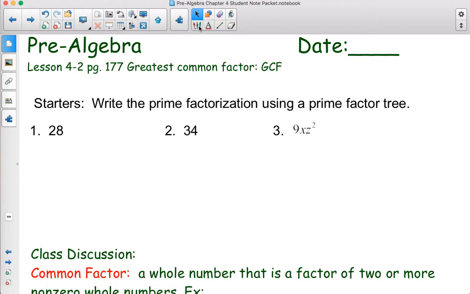Today's topic is on the greatest common factor, and it's called the GCF, so we don't have to keep saying greatest common factor over and over again. To start though, let's practice what we did yesterday, especially if some of us were gone, by writing out the prime factorization using a prime factor tree for the following numbers or terms: 28, 34, and then 9xz squared. And with the ones that have variables with them, you need to factor the number part, and then factor the variable part separately.